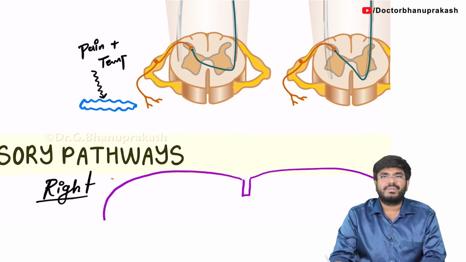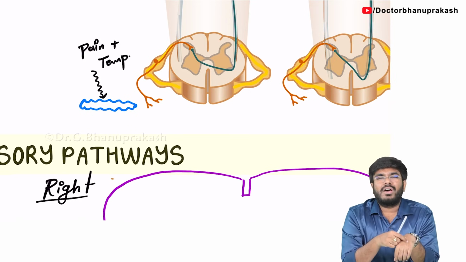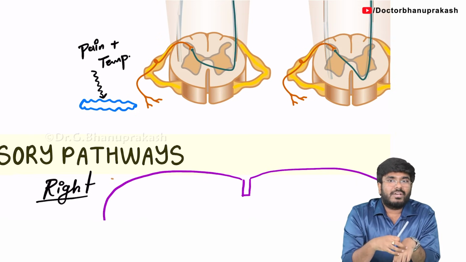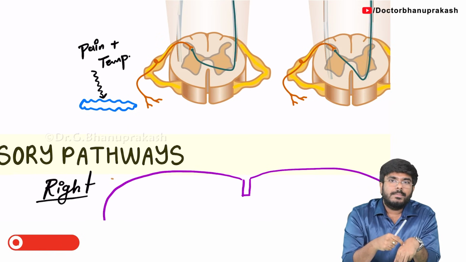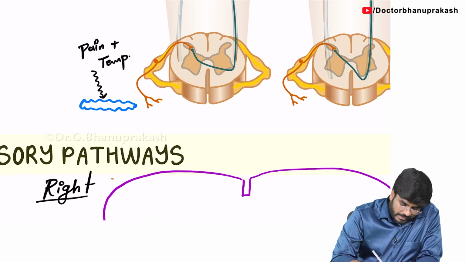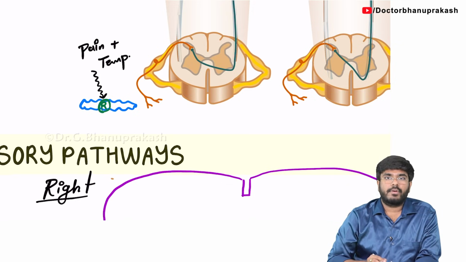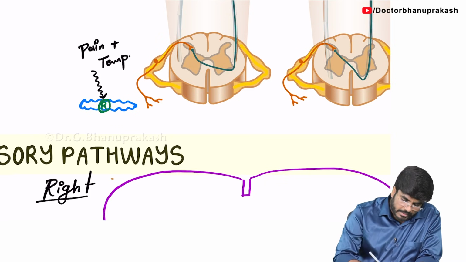Okay, pain and temperature. So someone is coming and poking you, or you are getting into contact with something which is very hot or cold. So I'm talking about pain and temperature sensation. Who is going to be activated first, guys? Whenever you give a stimulus, first a receptor is going to be activated in the skin. For every stimulus there is a receptor.